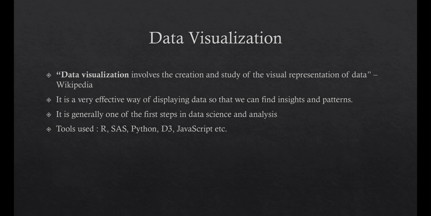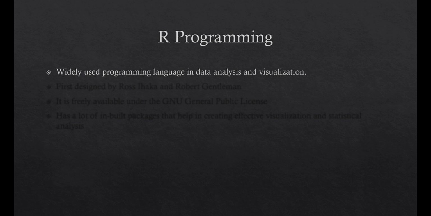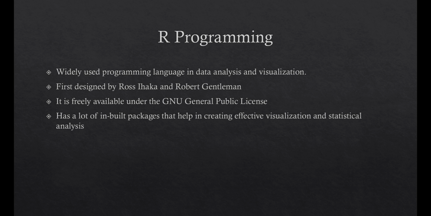Now, let's look at what R programming is. As mentioned before, R is widely used in data science and analysis and data visualization. It was first designed by Ross Ihaka and Robert Gentleman. R is freely available for use under the GNU General Public License. It has a lot of built-in packages that help in creating effective visualization and statistical analysis.